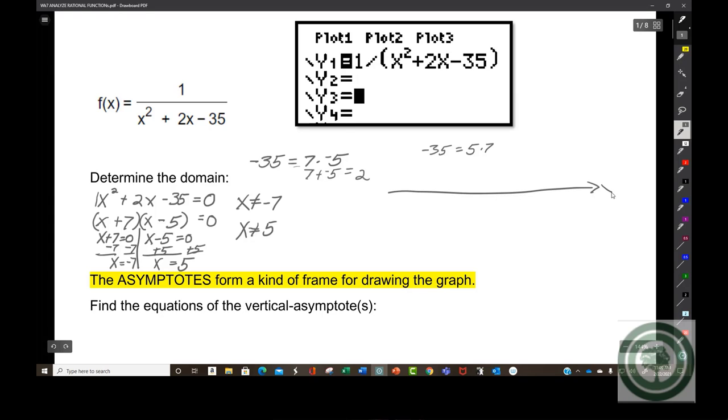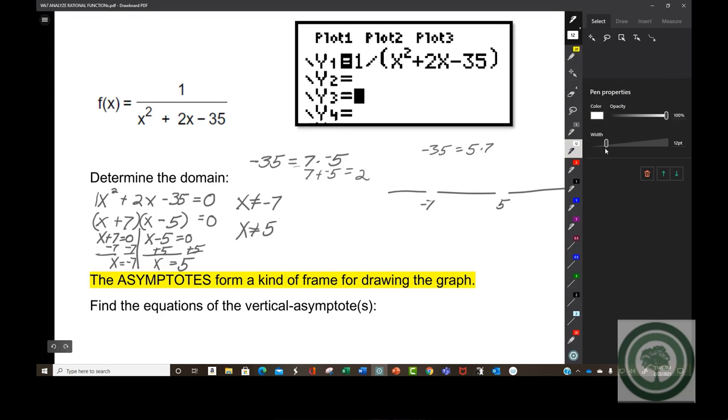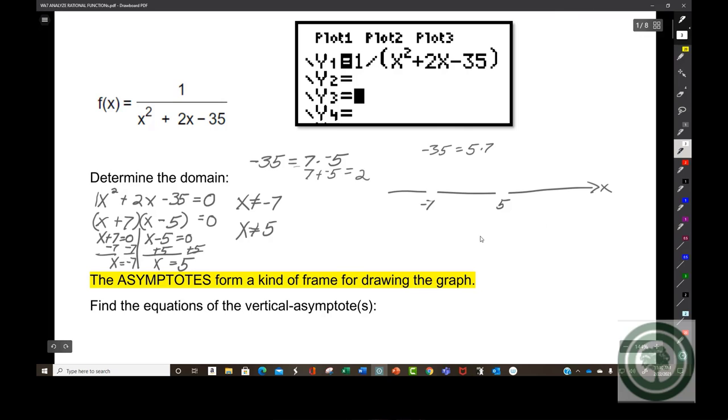So I draw my little rudimentary x-axis, and I put where 5 is. I declare that to be 5, and I declare this to be negative 7. And then I make little holes. Well, it's not little. Have to make that smaller. Just for the future. Okay, but we'll let it go like this. We've got positive infinity out here and negative infinity out here.